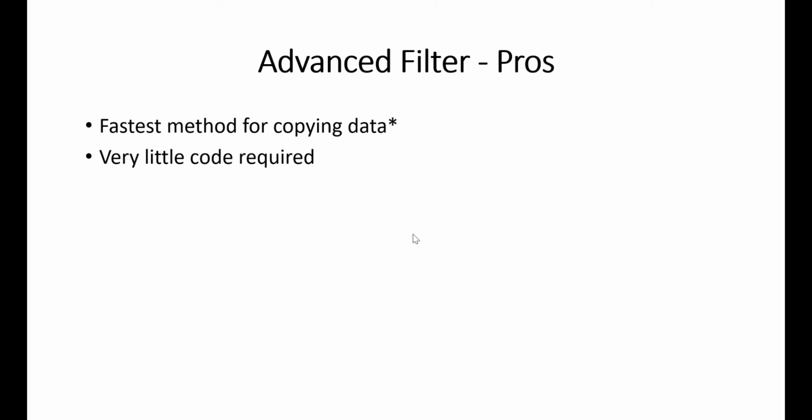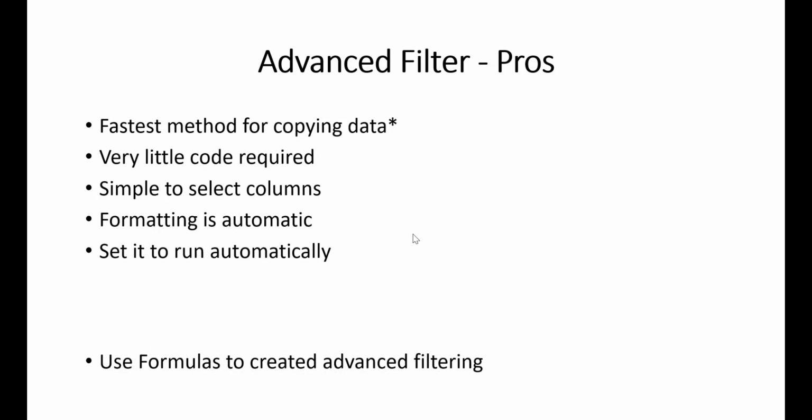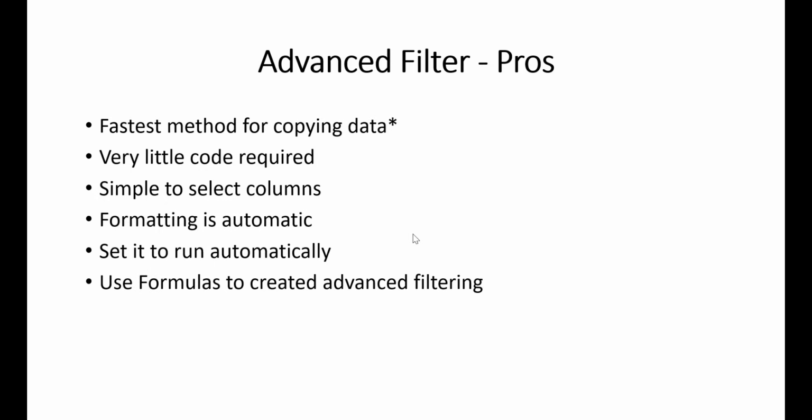Let's look at the pros of advanced filter. It's the fastest method for copying data, but it does have a caveat which we'll look at in a moment. Very little code is required, and even if you want to change the columns, you want to change the filter, it doesn't require any extra code. It's very simple to select columns, change the order of columns, and so on. And the formatting is automatic, which doesn't happen in any of the other copying methods. Now we can set it up to run automatically using a worksheet event, which is really neat. And we can use formulas to create advanced filtering. So you can see there's a lot of pros with advanced filter.